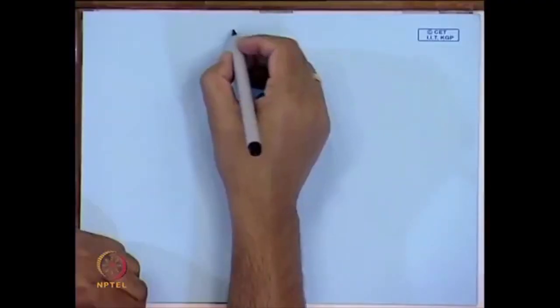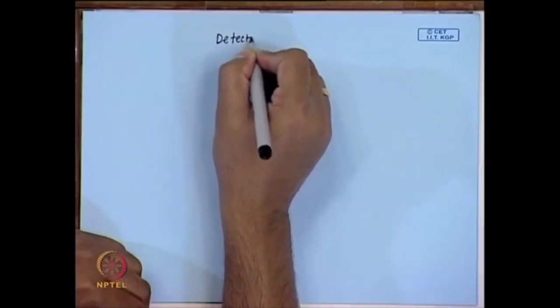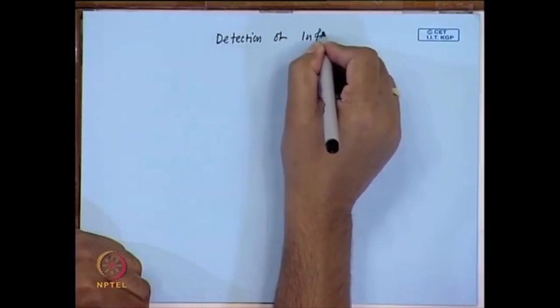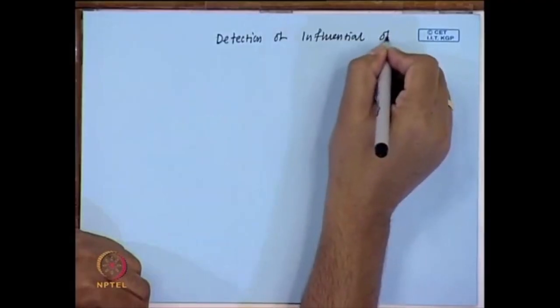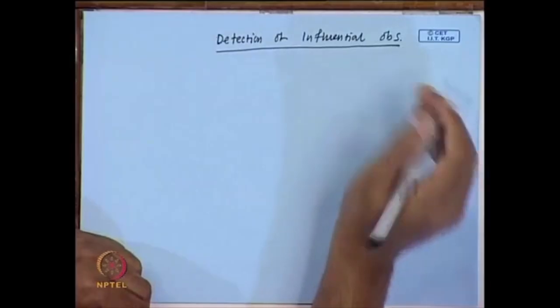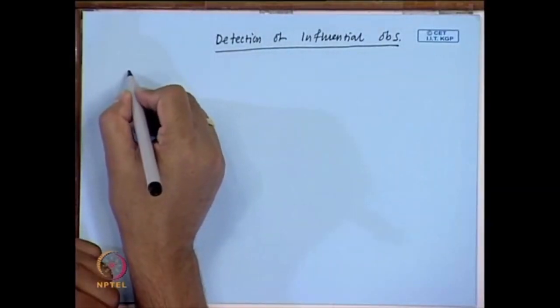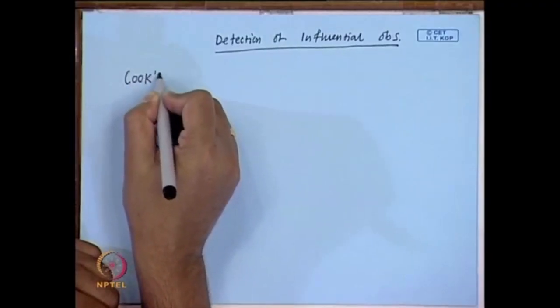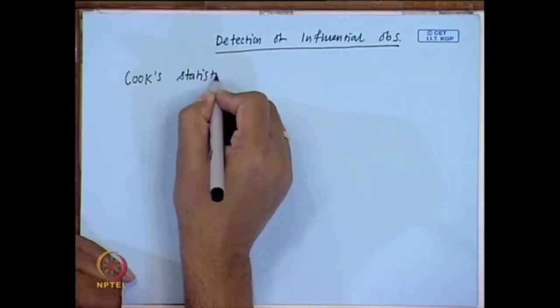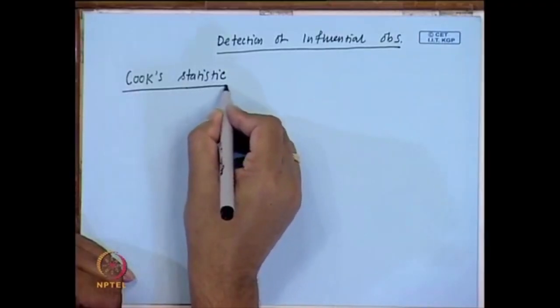So here we need to take care of both the x coordinate and the y coordinate. Cook has suggested a statistic to do this. So we'll be talking about Cook's statistic to detect influential observations. Okay, so detection of influential observations: we'll be talking about the Cook statistic, and it is denoted by D.